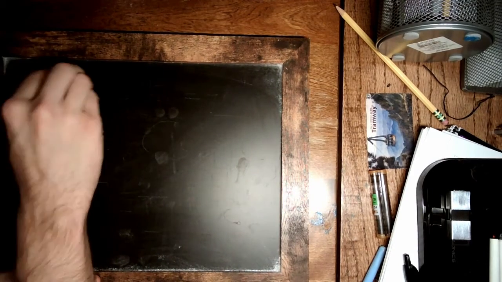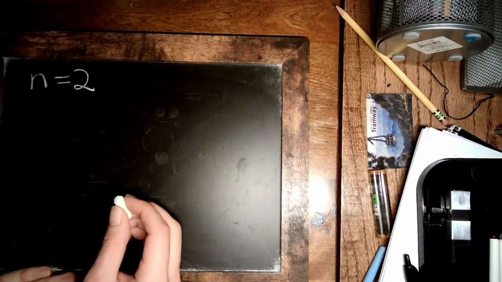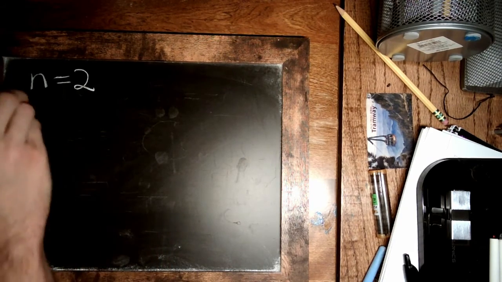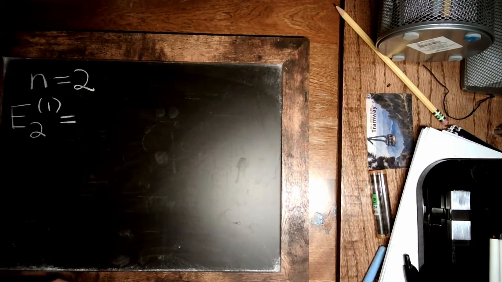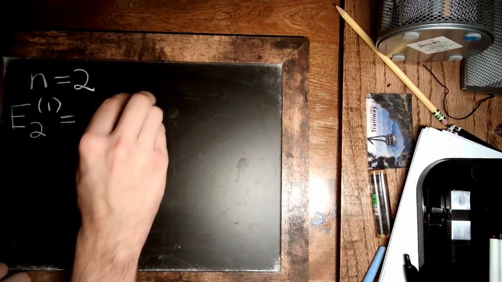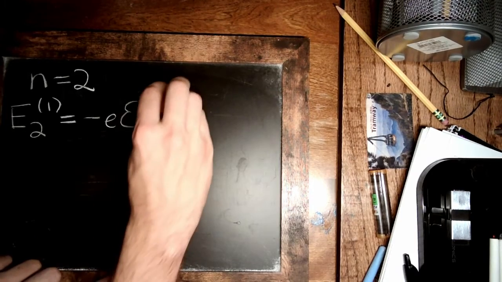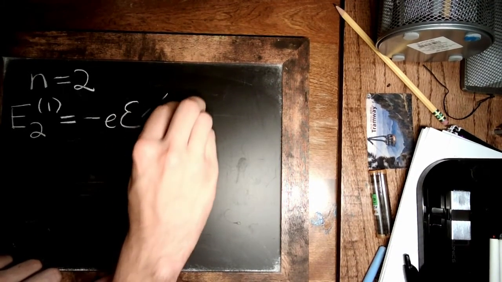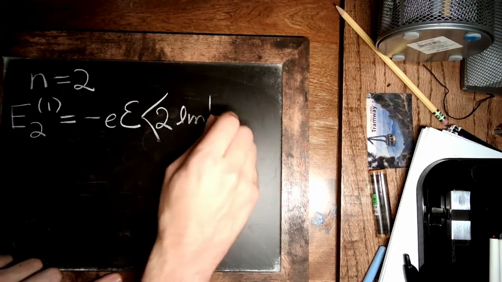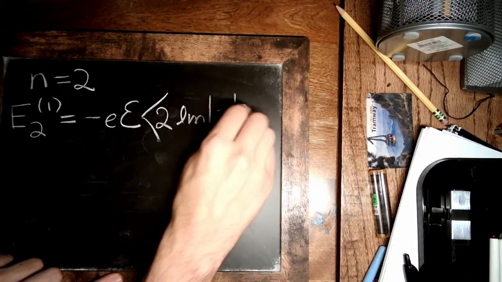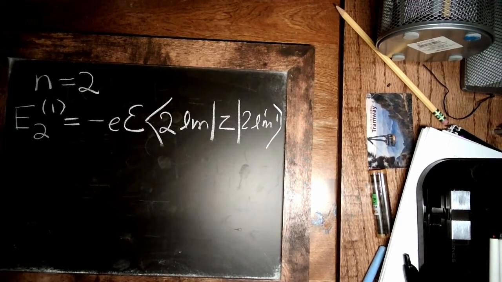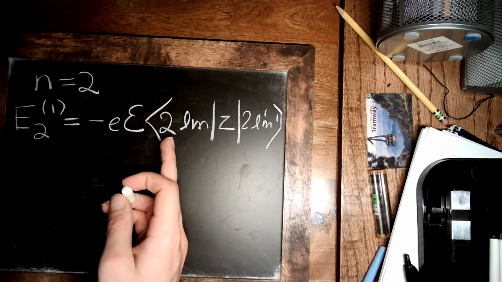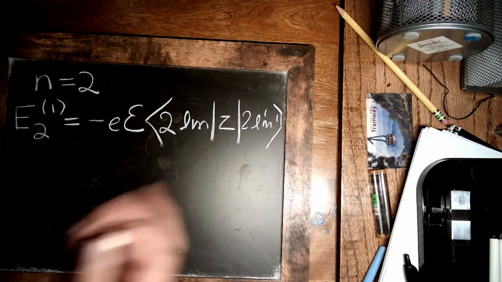Now if we want to consider for a minute n equals 2, we can track that down as well. That would be E2 to first order. We get a similar expression. We factor out minus E, the magnitude of the field. This time 2 L m, the Z operator, and then 2 L prime m prime. Now we can go through the math here. Since n equals 2, L and M can take on a variety of values.